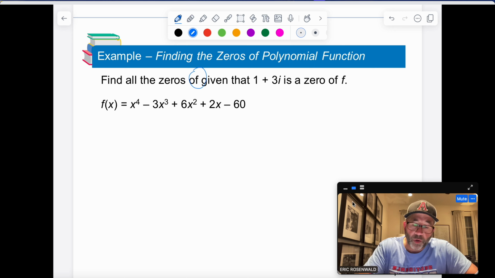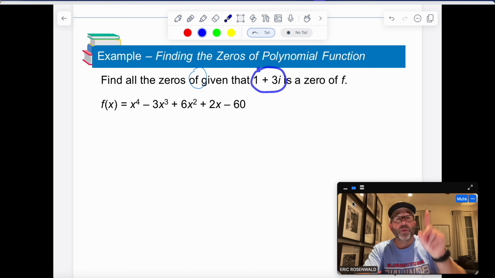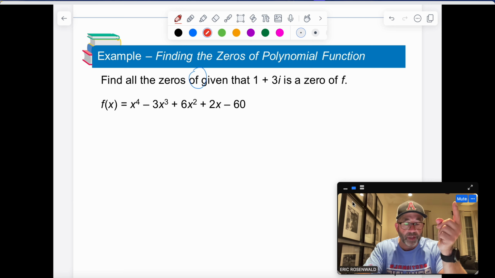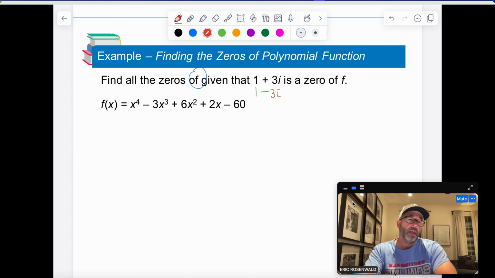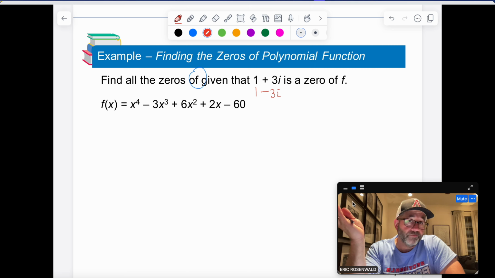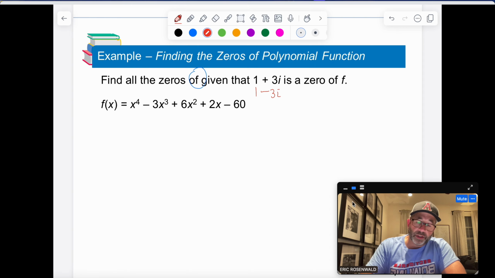We know that one of my zeros of this is 1 plus 3i, so we have one of my 4. We actually have 2, though, because remember, if we have an imaginary solution, that means we've also got its conjugate, which is 1 minus 3i. Now, there's 2 ways that you can go about doing this. You can do long division, or you can do synthetic division. I personally hate long division, as I've said in previous ones, so I'm going to use synthetic division for this. So let's dive in.